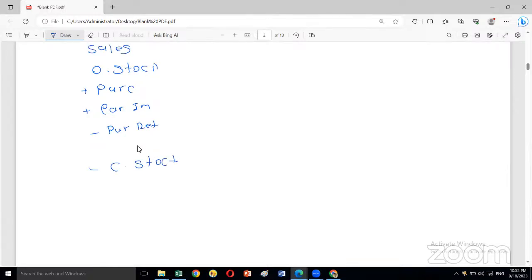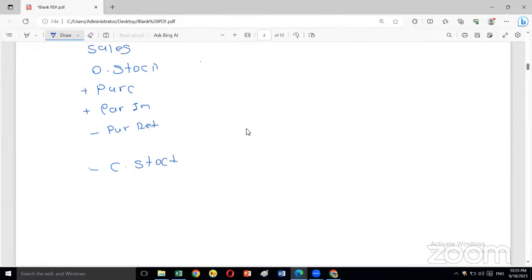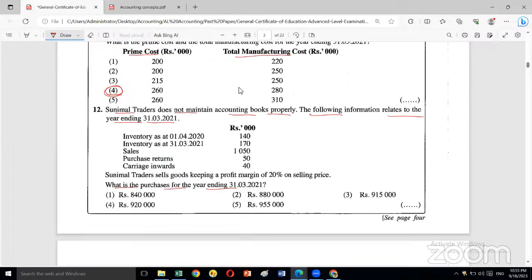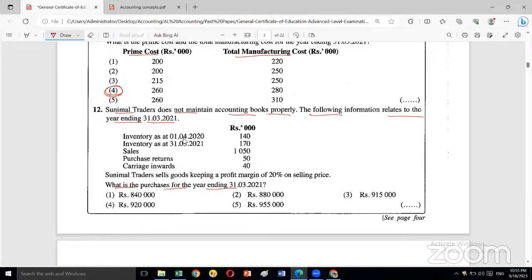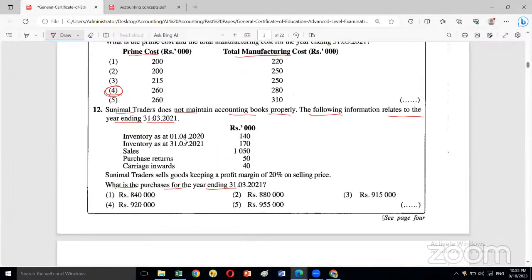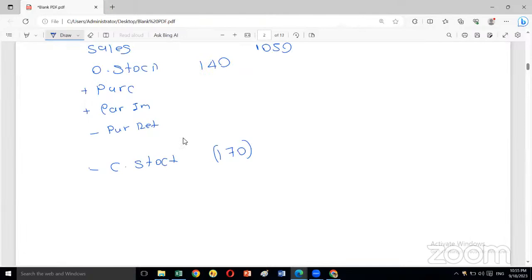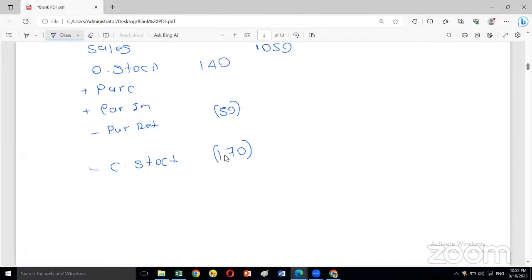And here, sales. Now I can record it. Opening stock, how much is the value? 140. Closing stock, how much is the value? 170. Just record like this. And after that, sales, how much is the value? 1,050,000, third column. And after that, here they gave you purchase return. How much is the value? 50. So purchase return, we have to minus. Purchase return means return outwards. After that, carriage inwards, how much is the value? 40. Now I have to find this purchase.